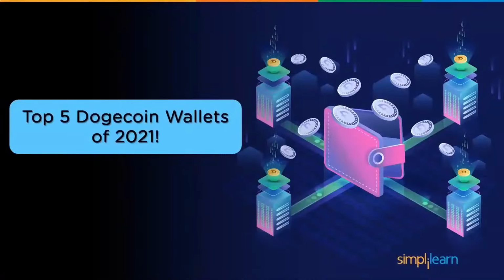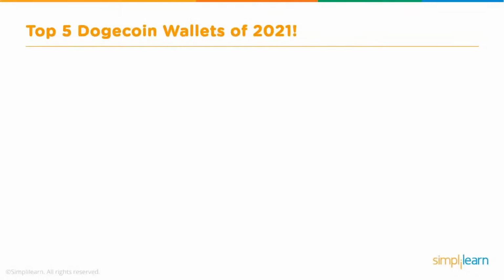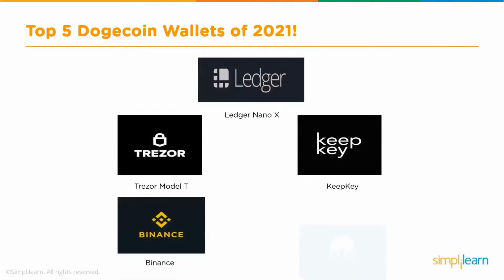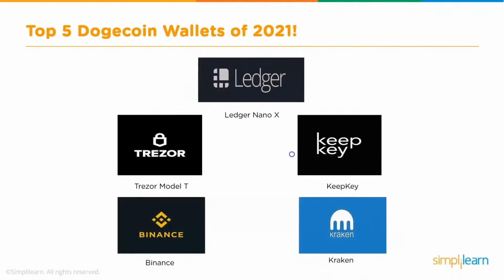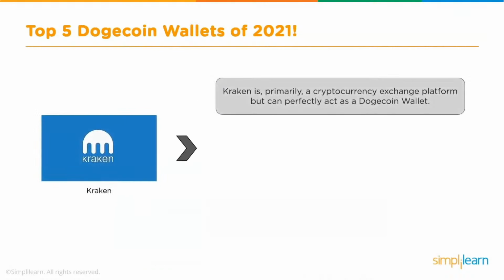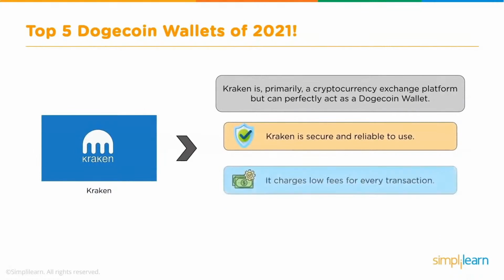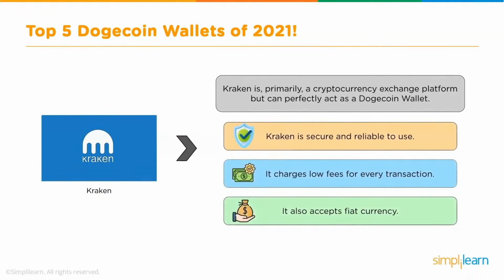Now let's have a look at the top 5 Dogecoin wallets of 2021. These are the top 5 Dogecoin wallets of 2021. Ledger Nano X, Trezor Model T, Kipkey, Binance, and Kraken. Kraken is primarily a cryptocurrency exchange platform but can perfectly act as a Dogecoin wallet. All you need to do is to register and then buy some Dogecoins. It is a very secure and reliable cryptocurrency exchange platform. It charges a very low fees for every transaction taking place on it, and it accepts a pretty decent amount of fiat money.